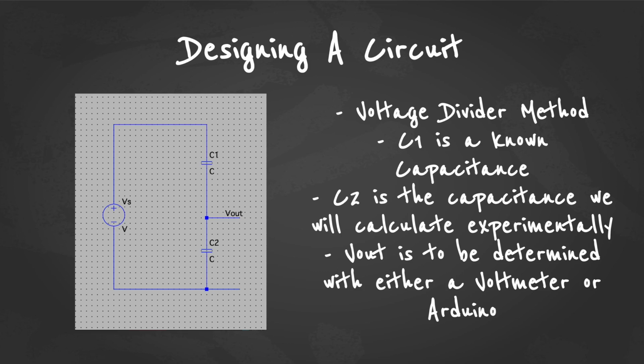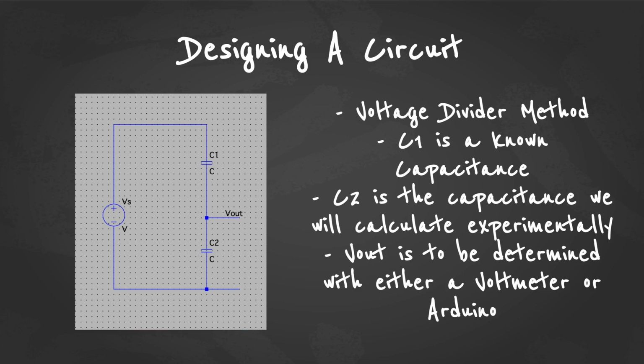So on our side, we wrote that C1 is a known capacitance, and C2 is unknown. And since C2 is unknown, we are going to be calculating V out, and using our voltage divider equation, we're going to determine what C2 is equal to. And V out is actually an unknown at the beginning. However, we can calculate this experimentally.